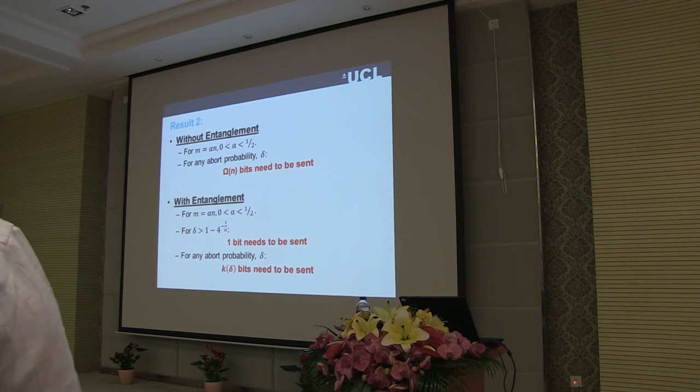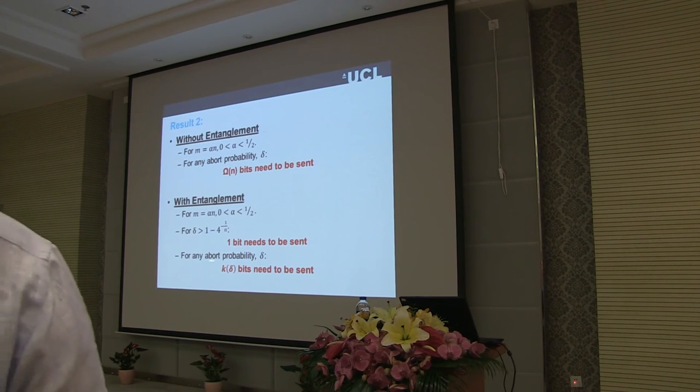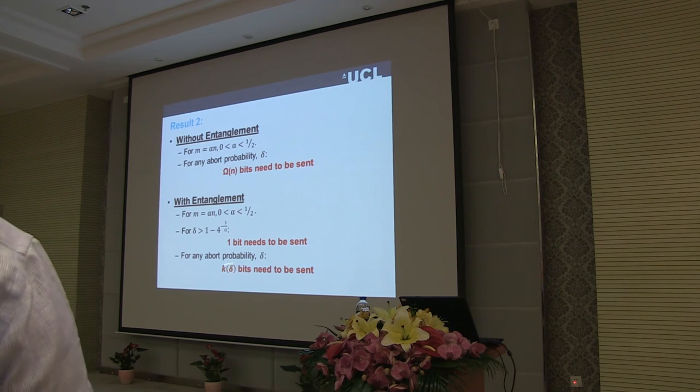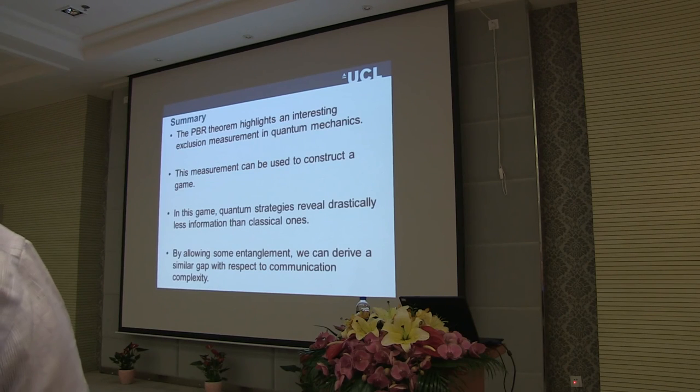All right, so these are our two results. Again, let me repeat. This is our second result. Classically, with probability delta, omega of n bits are needed without entanglement. With entanglement, so we are allowing entanglement and classical communication in that model, a constant number of bits have to be sent for constant delta. So this is very good.